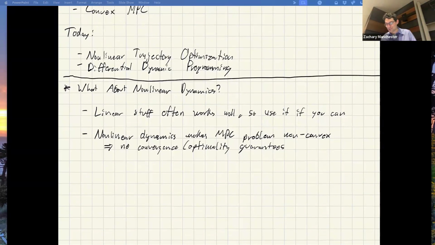So I don't want to say that you shouldn't do this. Sometimes you have to do it. Much like convex MPC is basically set and forget, you don't have to think about it, it works and always converges. Here, you're going to have to start playing tricks and making sure the algorithm converges in a nice way and stabilizes your system. We'll talk about some of the tricks.